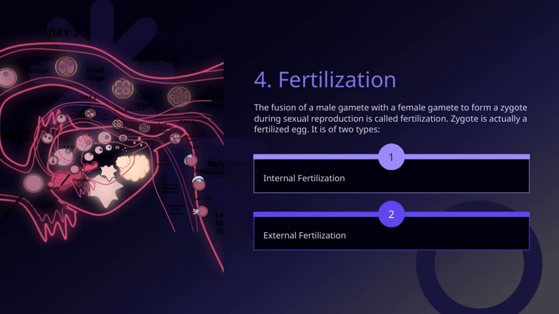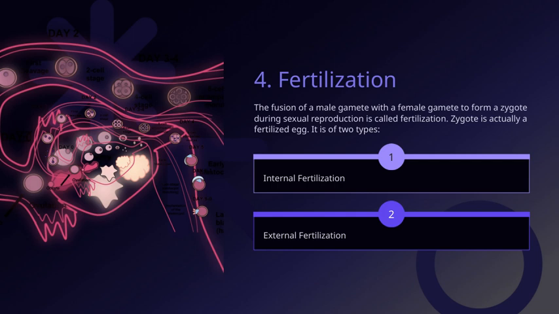There are two main types of fertilization to be aware of: internal and external. Internal fertilization happens inside the female's body, which is common in many land animals, including humans. External fertilization, on the other hand, occurs outside the body, often in aquatic environments, like in fish or amphibians.